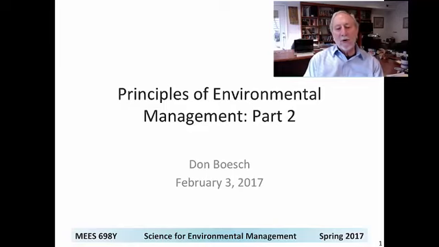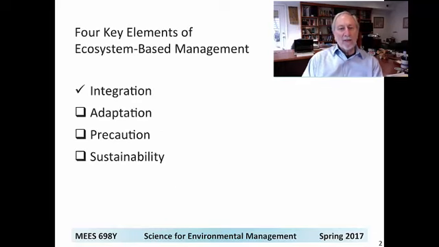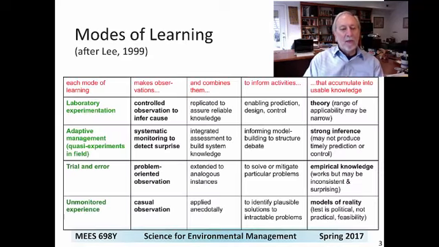So this is the second part of this week's topic of principles of environmental management. In the first part, I introduced the concept of ecosystem-based management and listed four principles which I wanted to explore in more detail. We gave you a couple of examples of integration. The rest of this video, we will discuss the remaining three: adaptation, precaution, and sustainability.